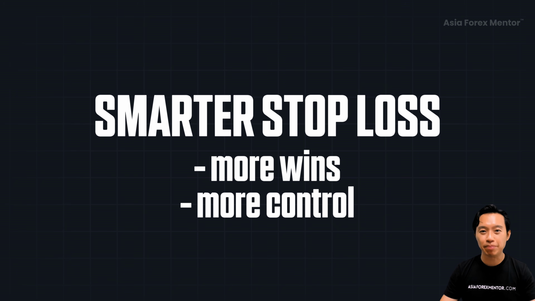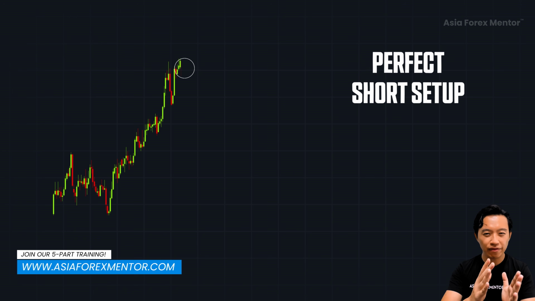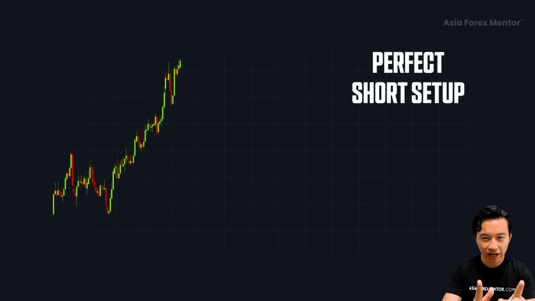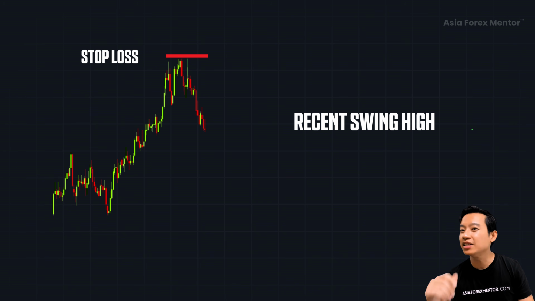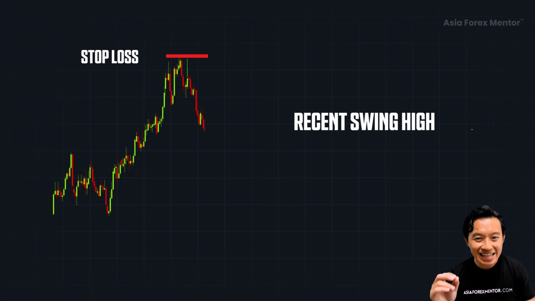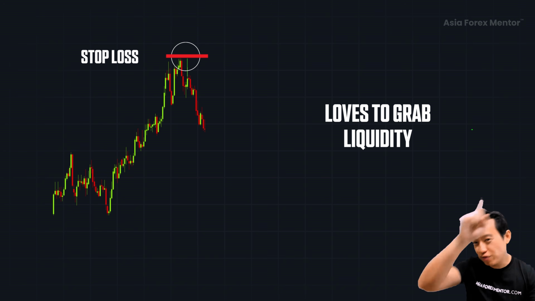Let me show you some examples. You see a bearish engulfing pattern. So it looks like what? It looks like a perfect place to go short. But here's where most traders get it wrong. They place their stop loss right above the recent swing high. They think that is safe. But that's exactly where the market loves to grab volatility before turning around.